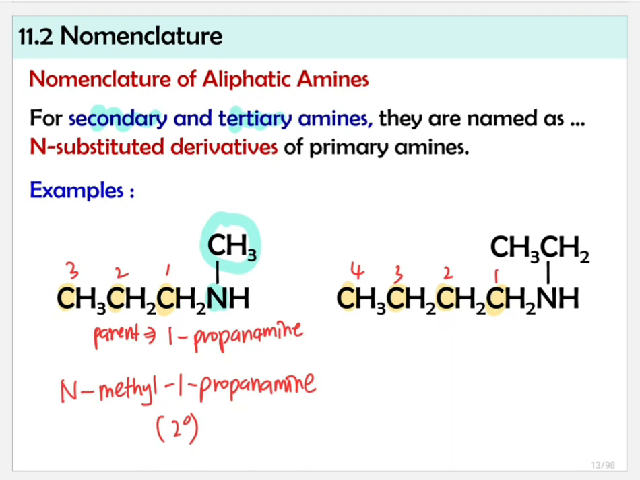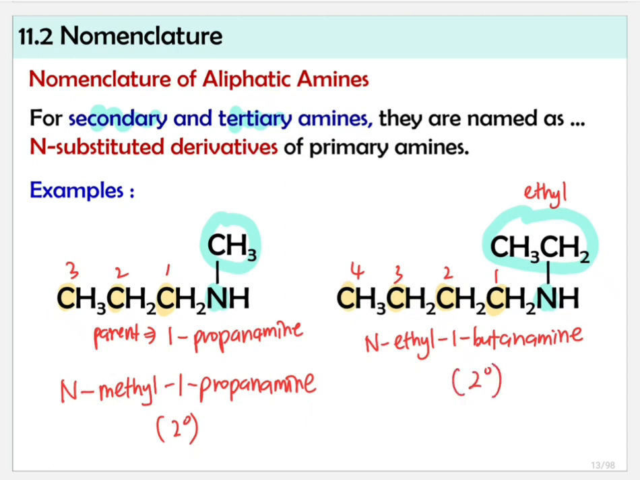And at this nitrogen there is CH2, CH3. So, this is ethyl. So, we have an ethyl group bonded to N. How do we write the name? If there is something bonded to the nitrogen, the name would be N-ethyl. So, N-ethyl-1, with 4 carbons as the parent, butanamine. So, the full name for this compound is N-ethyl-1-butanamine. What about the class of this amine? The nitrogen is bonded to 2 carbons, therefore this is a secondary amine.